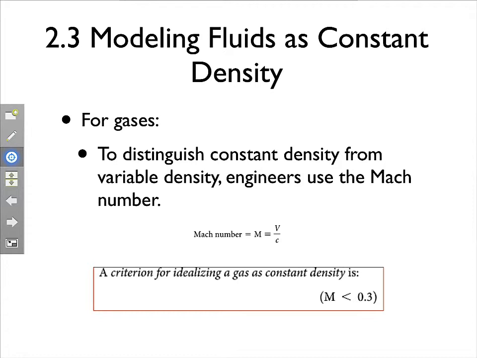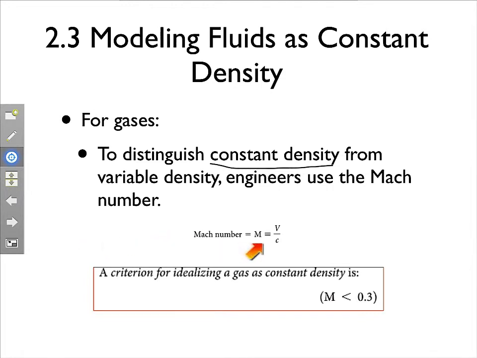So for gases, and I think I misstated this in class, I think I misstated that the Mach number was used to determine incompressibility. It's not. It's used to determine whether or not we have to deal with constant density. So make sure you note that I may have misstated this in class. So to distinguish constant density from variable density, we use the Mach number.